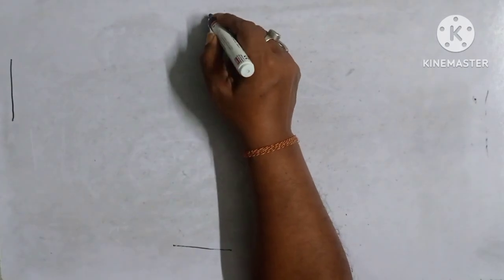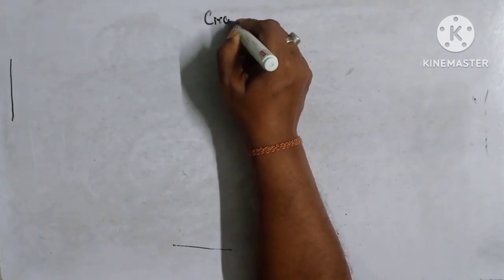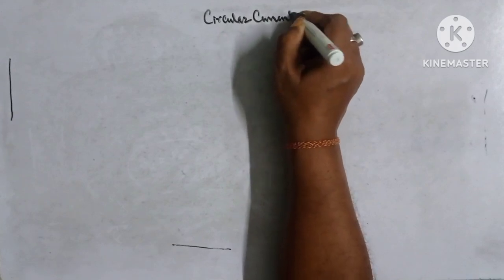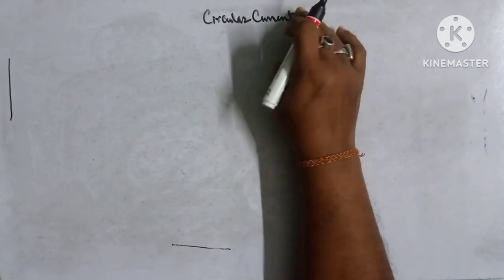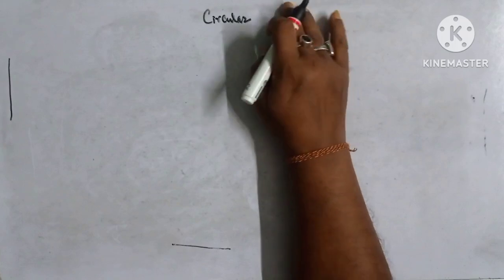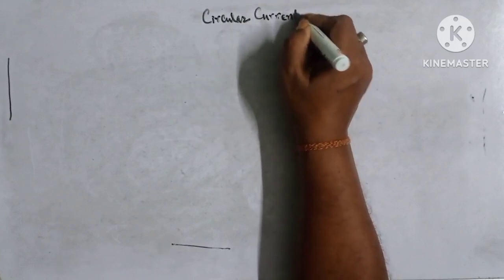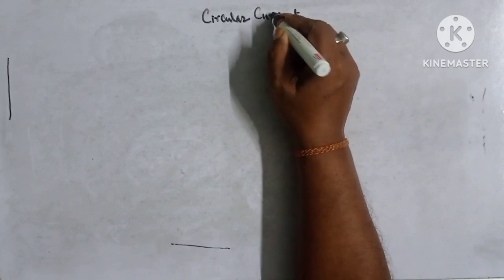Now your next topic is circular current loop. Circular current, this is R.